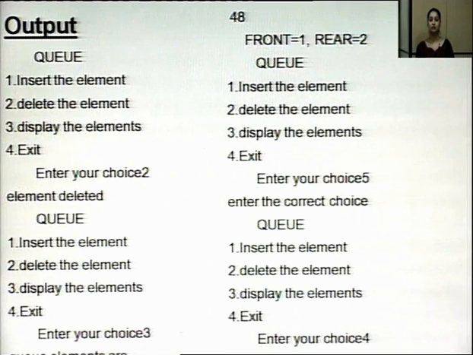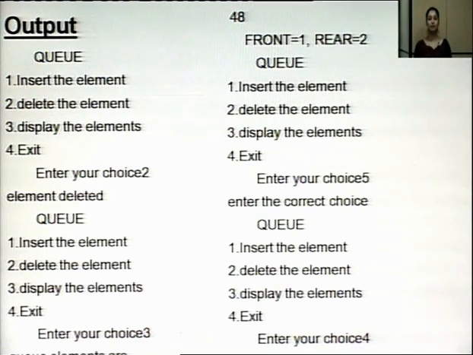So I give the value 3 here. That displays the queue elements in front of me. There is only one element in the queue, so it displays 48. The value of front is equal to 1 and the value of rear is equal to 2. One element was deleted, so the value of front becomes 1.